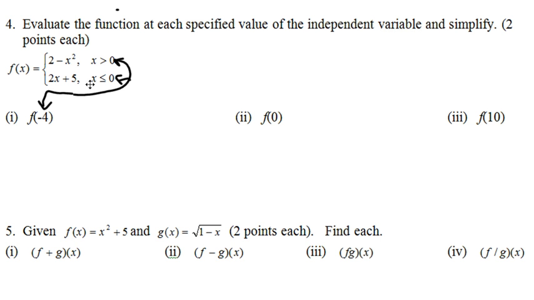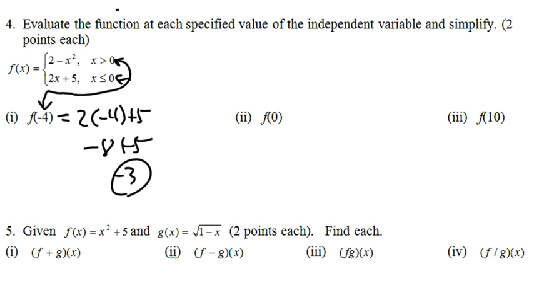Well, obviously, it fits in the second one, so I'm going to plug this into the second one. So 2 times -4 plus 5. So -8 plus 5. So we get -3. And that's it. So if you got that wrong, you're probably thinking, that's it? So you're right there.